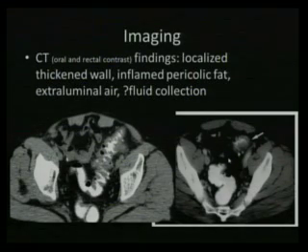But findings will be localized thickening of the wall, and it's usually a fairly long segment, and that's something to keep in consideration. A cancer is usually not going to be a long segment like this. It'll be a more discrete lesion. Inflammation in the pericolic fat, you don't really see it so much. There's a little bit here, a little bit over here, not a lot of fat right here on either side, a little bit over here. Extraluminal air, and maybe a fluid collection.